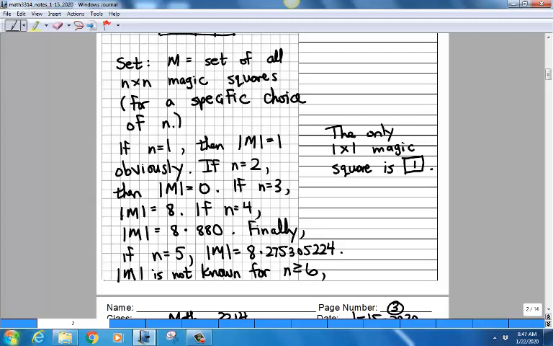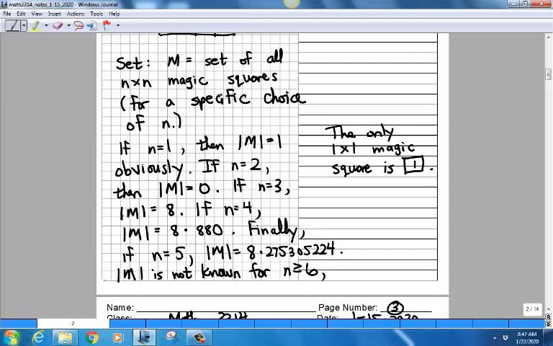If n is 4, it turns out that there's 8 times 880 magic squares, and if n is 5, then there's this many. There's a huge number, right? Who knows what that number is? A really big number if n is 5. That's known exactly. But these numbers get really large really fast.